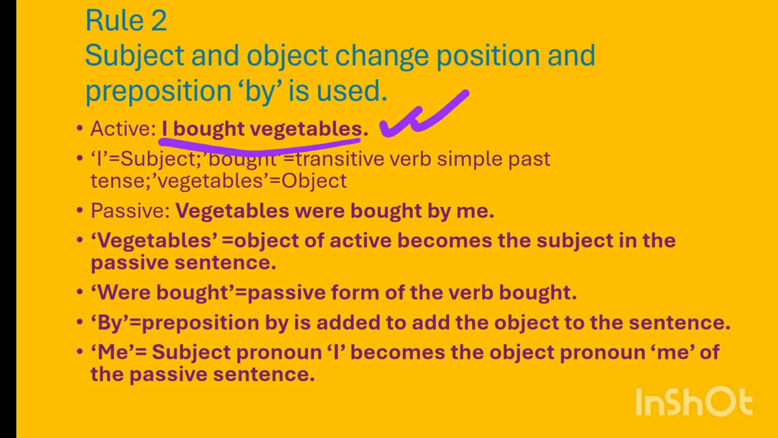So you have to find out which is the subject, which is the verb, which is the object. Okay, so here you see, subject is I. Bought is transitive verb, very important. If it is not a transitive verb, then we cannot change it to passive. Then what is the tense? Tense is simple past tense. Okay, and object is vegetables.